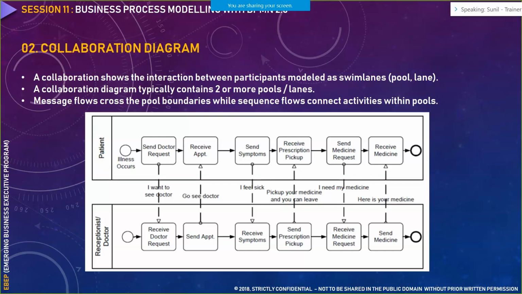Now, it is not that you would be using swim lanes only from a system or system module perspective. You can also create swim lanes from a user category or user group perspective, like it is happening in this particular example. You have a patient and you have a receptionist user. So with the patient, how does the event start? It starts with an illness that happens to that particular patient. After that, he requests a doctor.